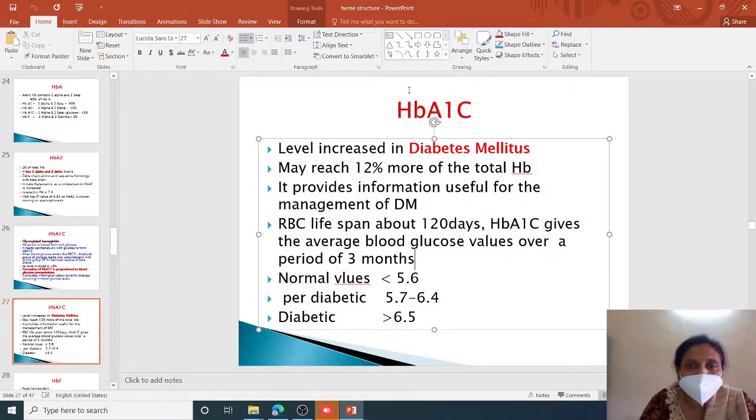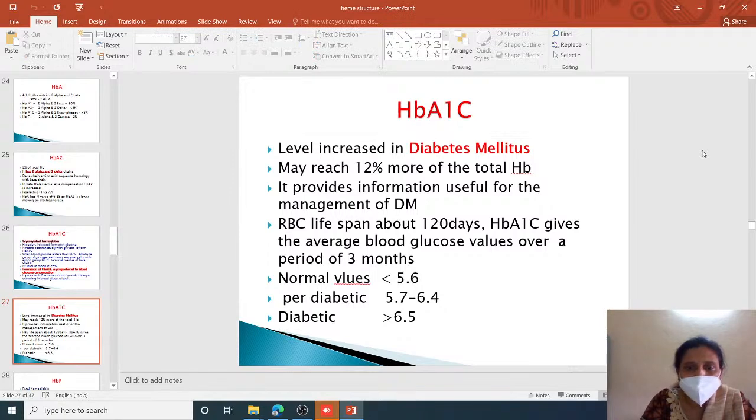And please concentrate here. It gives the average blood glucose levels over a period of 3 months, because once glucose is attached to hemoglobin, it cannot be released back as glucose. So after the lifespan of 120 days, it will be released into the blood, and like that it gives the average blood glucose levels over a period of 3 months. Okay, that's it about your HbA1c.